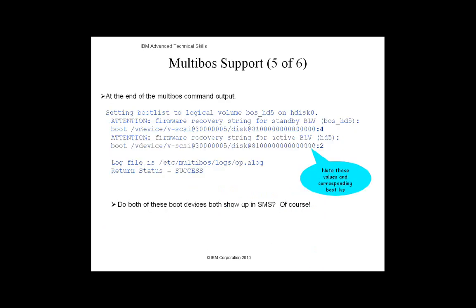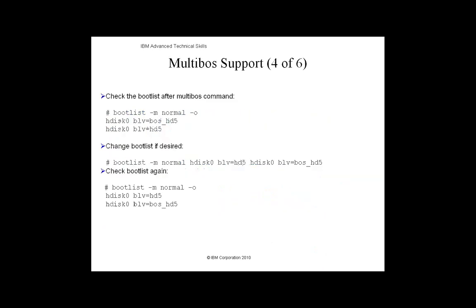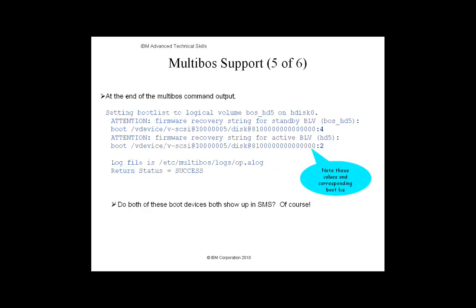Now, I'll go back 2 pages, Joe. You've set the boot list, so you have an idea which one is in order here. Right. Which you should have booted from. When you reboot, you can query it. You can use bootinfo -B also to see which one you booted from. But identifying them in SMS, yeah, you have to know that number. You have to know that recovery string for the BLV.